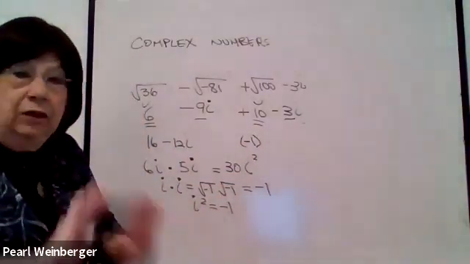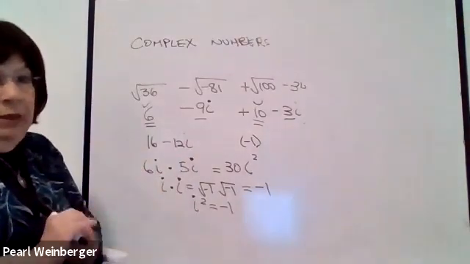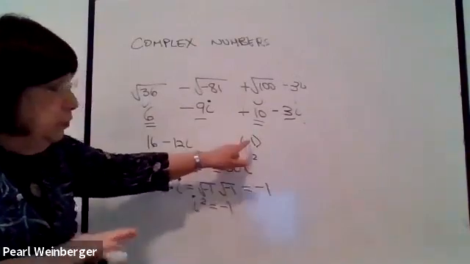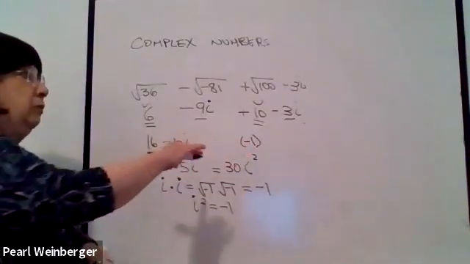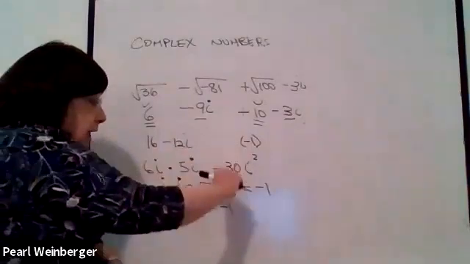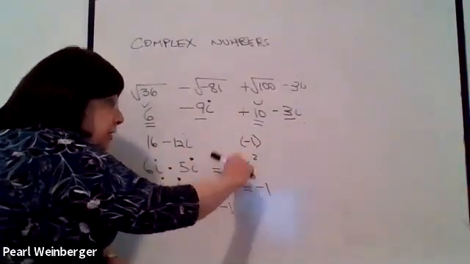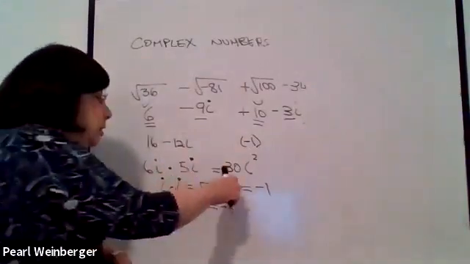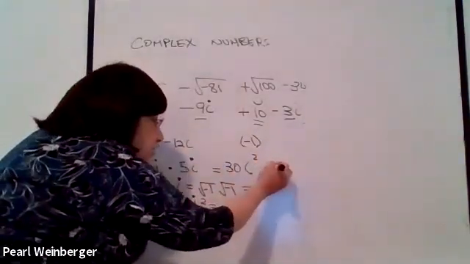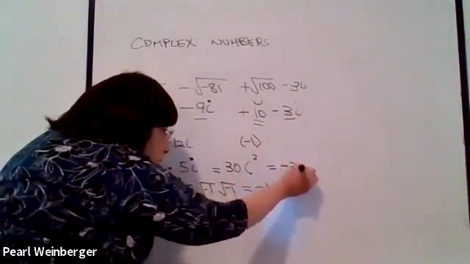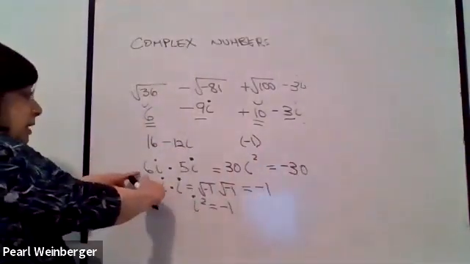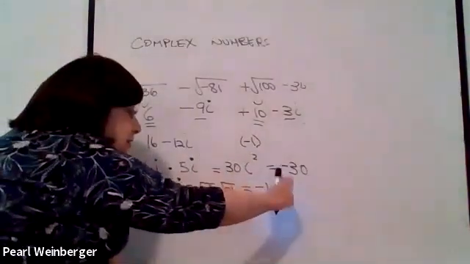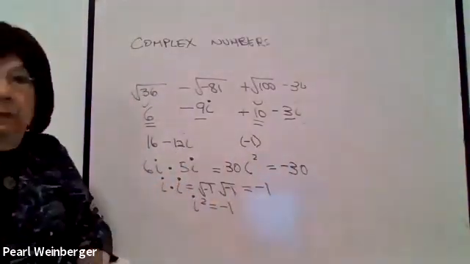If I see i alone, I'll leave it i. But if I see i squared, I will know it's equal to -1. I'll simplify it by replacing it by -1. And notice then I'll have 30 times -1. I'm not subtracting, I'm multiplying. 30 times -1, so my answer would be -30. So the real answer to 6i times 5i is -30.